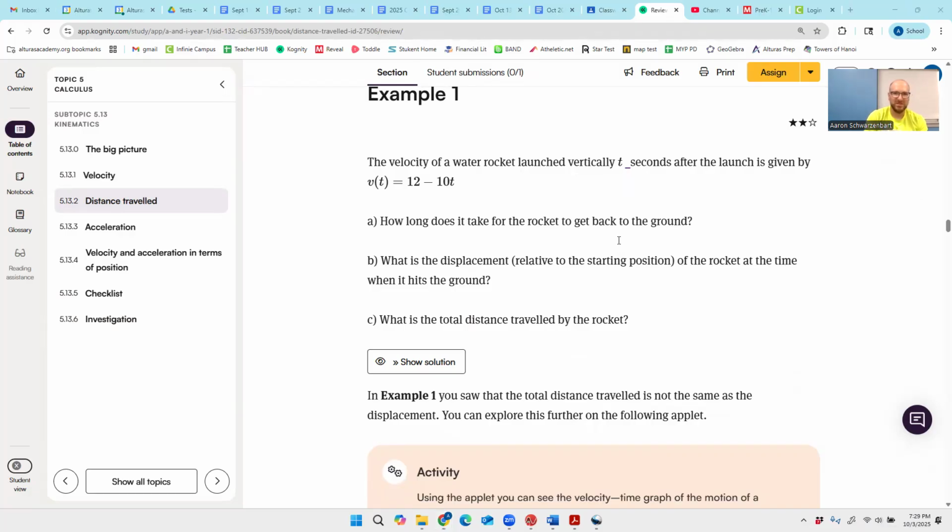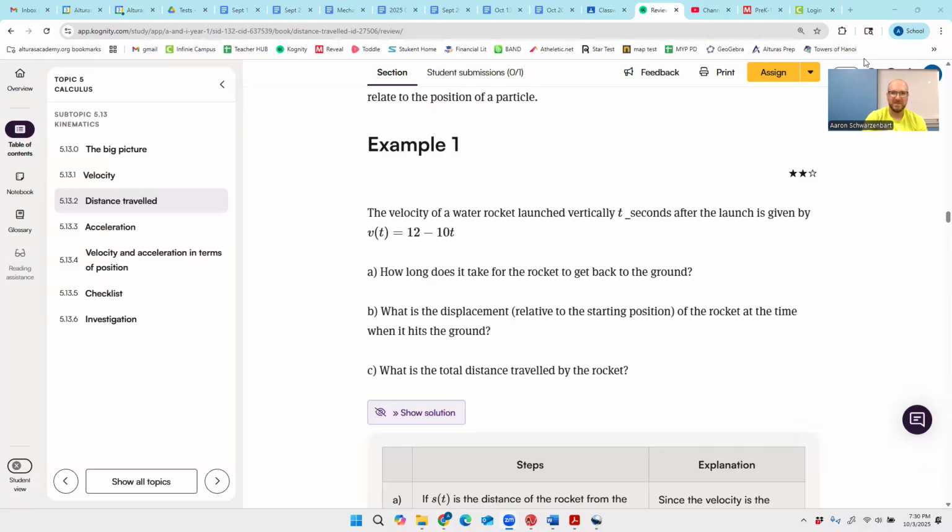It's launched from the ground, so I'm looking for a displacement of 0. I'm going to look at the integral and find when that is 0. I know that my displacement is going to be 0 when it hits the ground. So displacement is the integral of the velocity function.